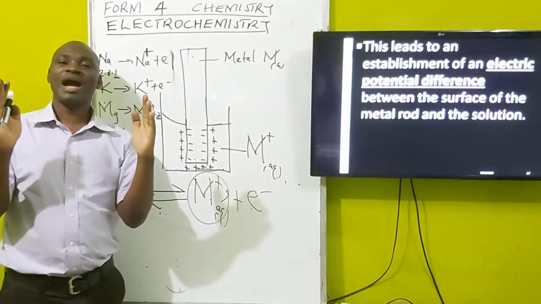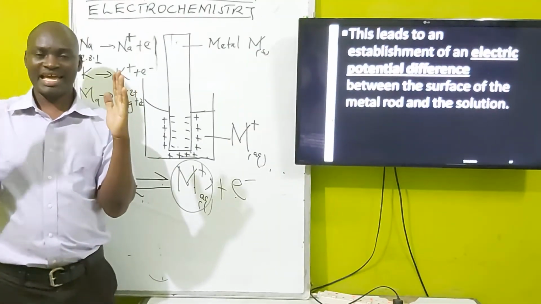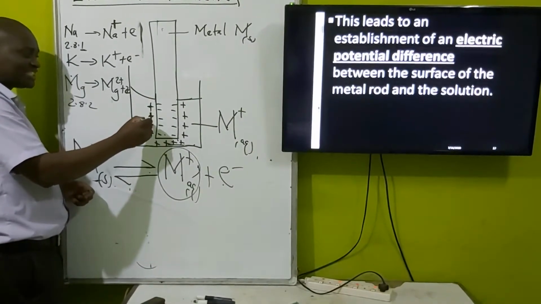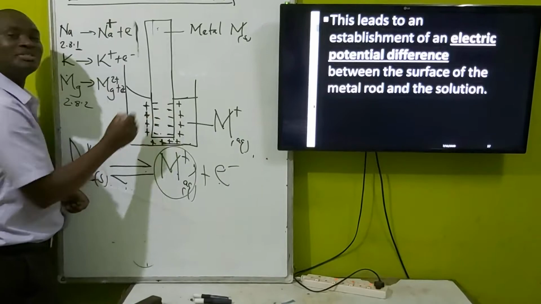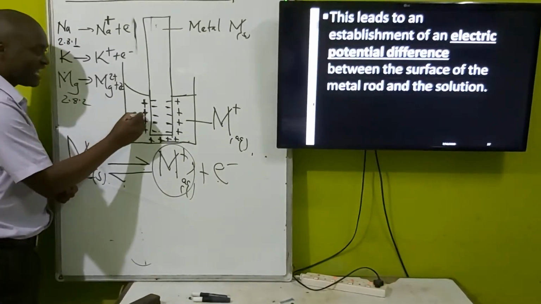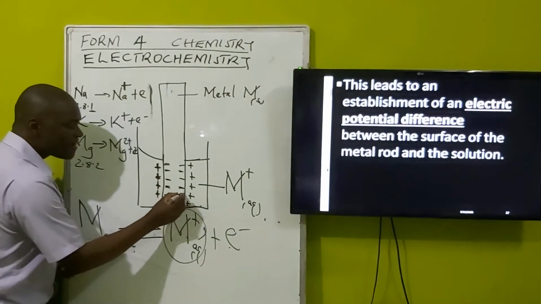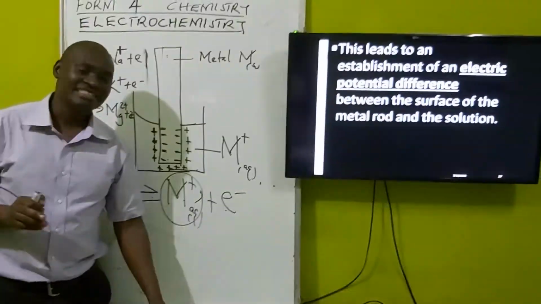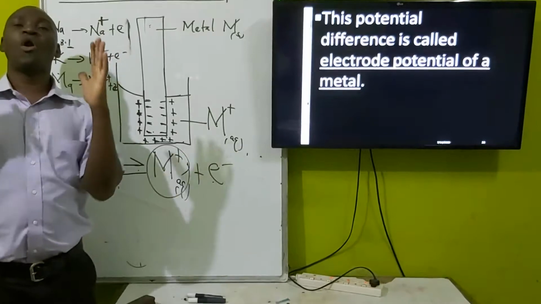So this leads to what is called an electric potential difference, where we have a positive electric potential just inside the solution and a negative electric potential just on the surface of the metal. That difference in the electric potential is what will result in what we call the electrode potential of that metal.